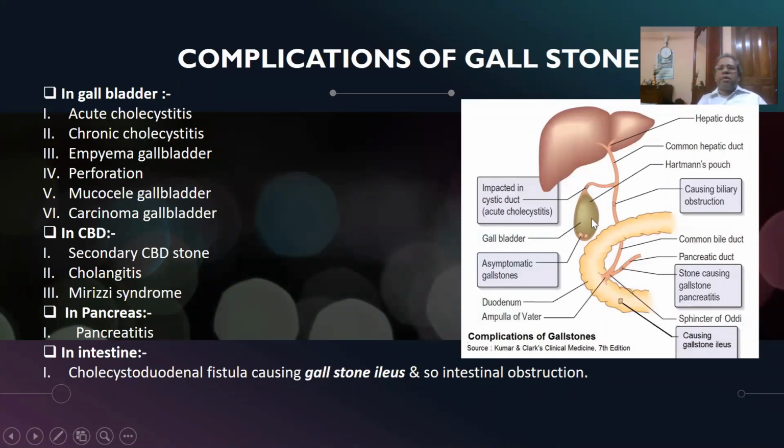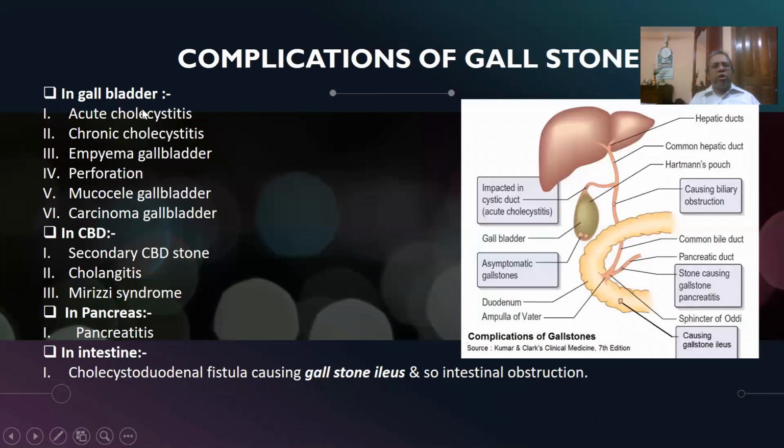And sometimes the stone present inside the gallbladder causes irritation. Chronic irritation causes some change toward malignancy. Sometimes without stone, the patient may also present with malignancy. Chronic irritation and malignancy formation is called squamous carcinoma. But usually the common malignancy is adenocarcinoma of the gallbladder. So this is the effect on the gallbladder.